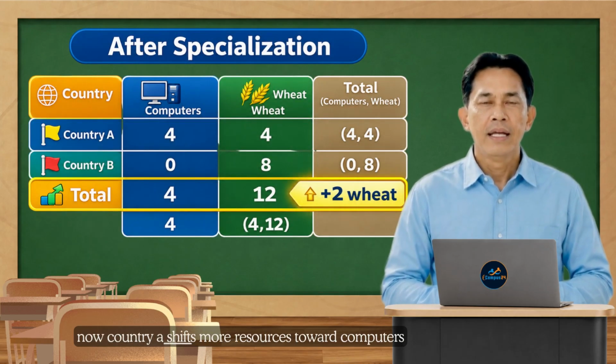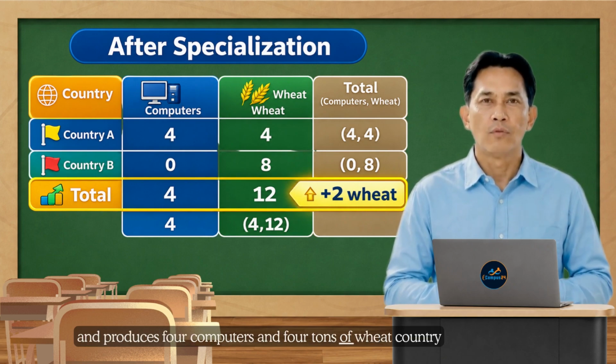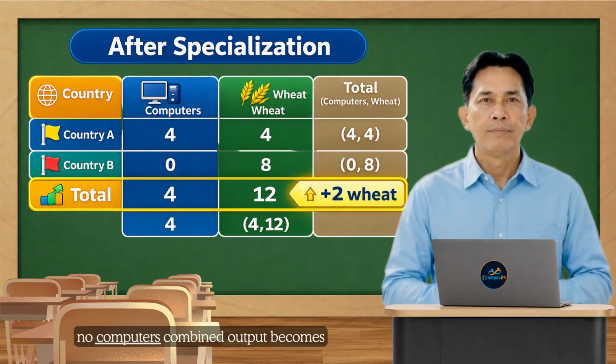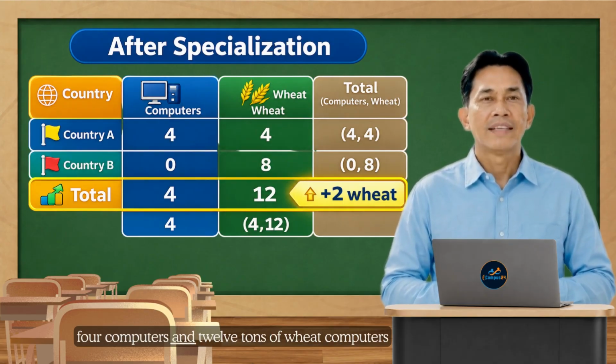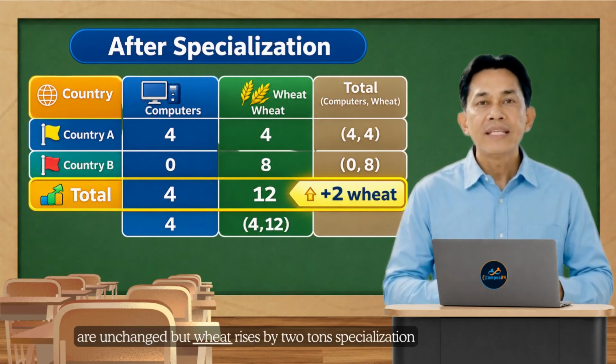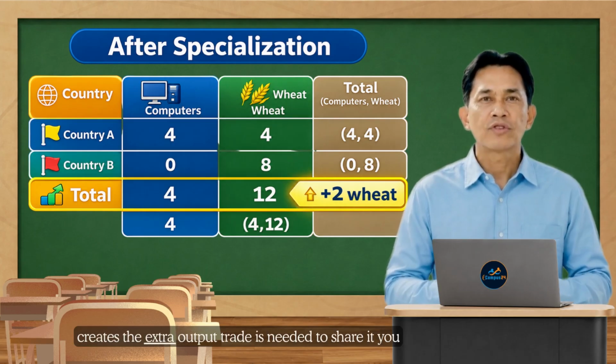Now country A shifts more resources toward computers and produces 4 computers and 4 tons of wheat. Country B specializes in wheat and produces 8 tons and no computers. Combined output becomes 4 computers and 12 tons of wheat. Computers are unchanged, but wheat rises by 2 tons. Specialization creates the extra output. Trade is needed to share it.